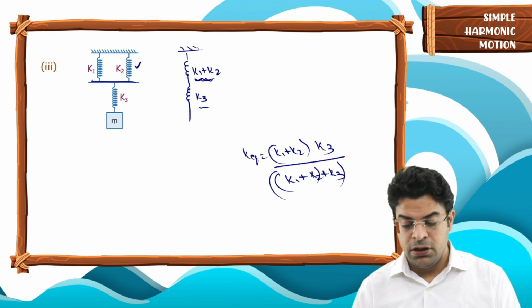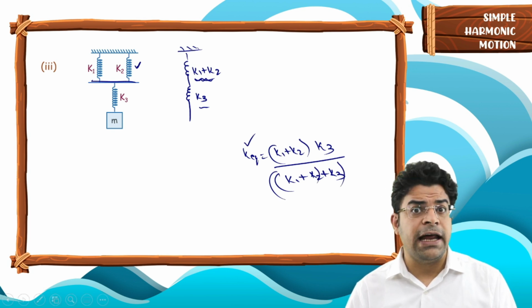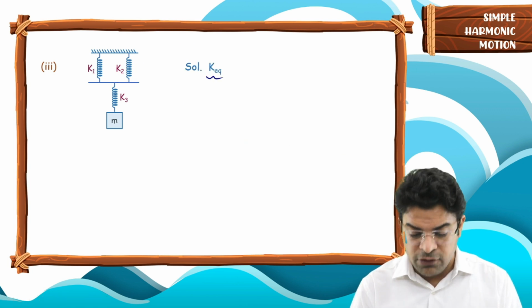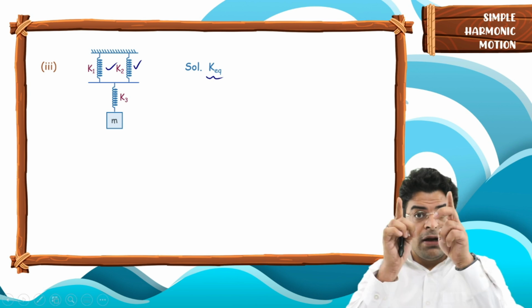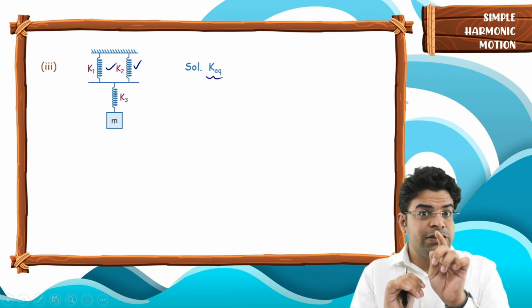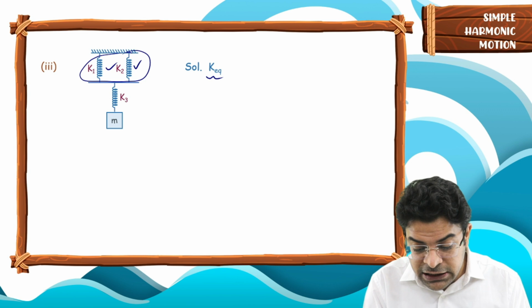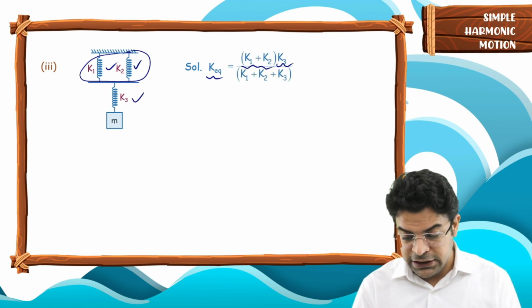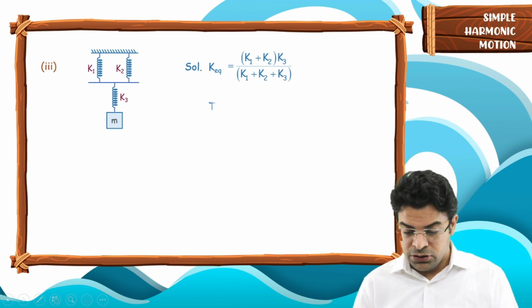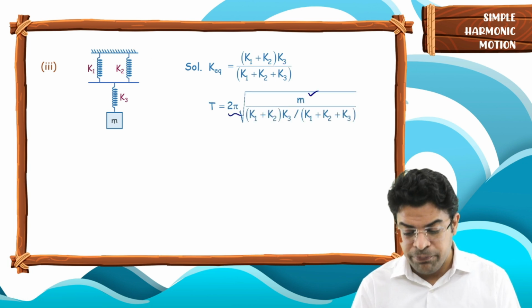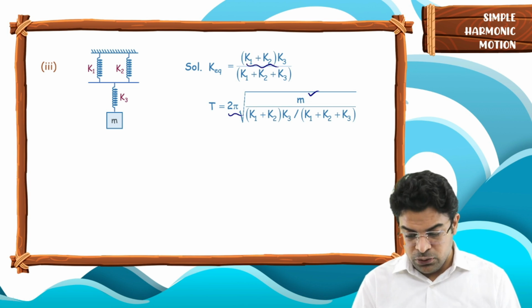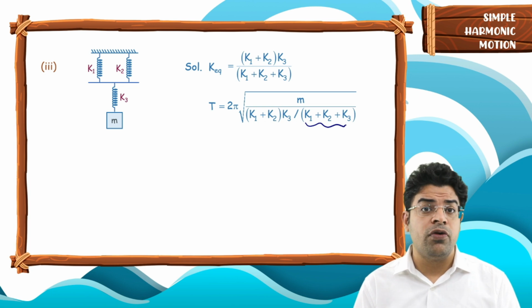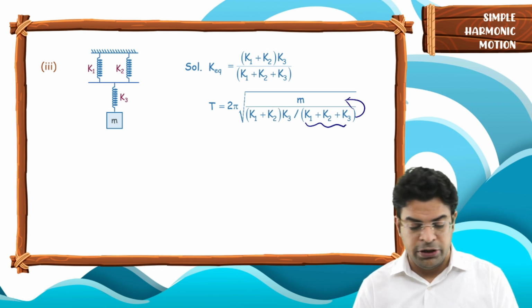Okay. Now once you have got K equivalent, time period will be 2 pi under root m by K equivalent. So you will say the K equivalent will be, these two are in parallel, so their equivalent is K1 plus K2, and their parallel combination is in series with K3. So K equivalent will be K1 plus K2 into K3 upon K1 plus K2 plus K3. So the time period will be 2 pi under root m upon K1 plus K2 into K3 upon K1 plus K2 plus K3. This K1 plus K2 plus K3 can be moved from denominator of denominator into the numerator.